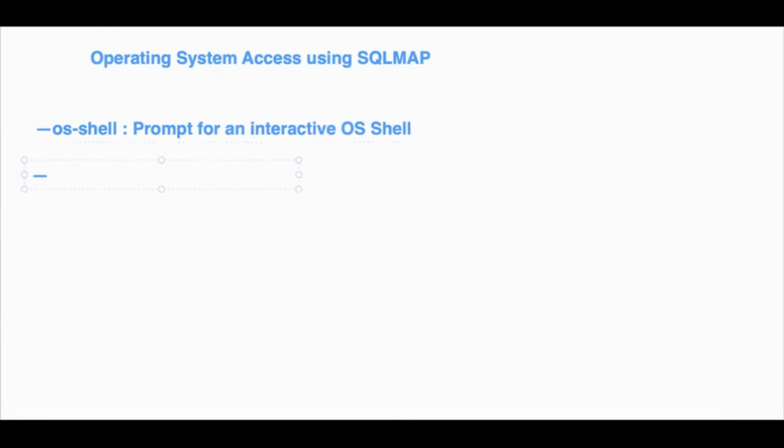And if you want to run any OS command, then you can use hyphen hyphen os-cmd equals your operating system command. Here you can give commands like ls, ifconfig, dir, mkdir, or any other commands you use. So this option is to execute an OS command.